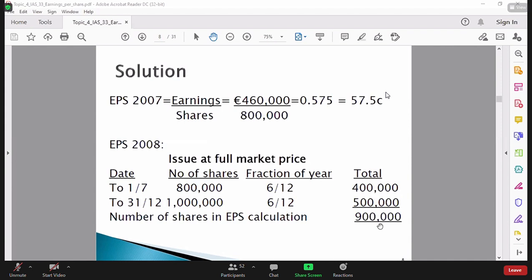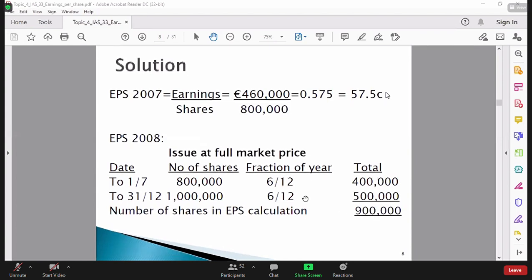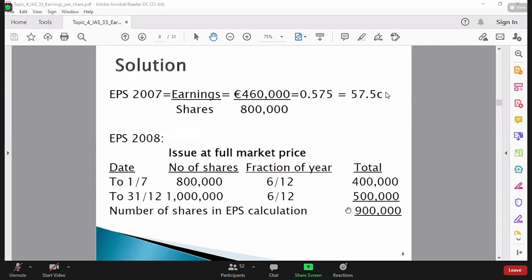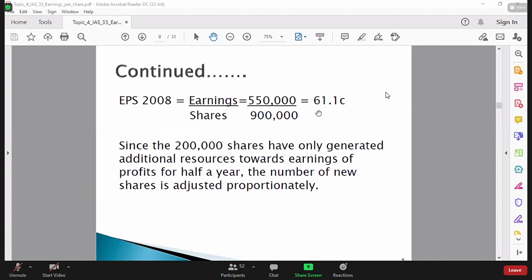So you cannot take the 1 million you used just now, which was your mistake. You have to calculate 550,000 divided by 900,000, the weighted average here. So this will be 61.1 cents. Since the 200,000 shares have only generated additional resources towards earnings or profits for half a year, the number of new shares is adjusted proportionately. So this is what I mean, okay?